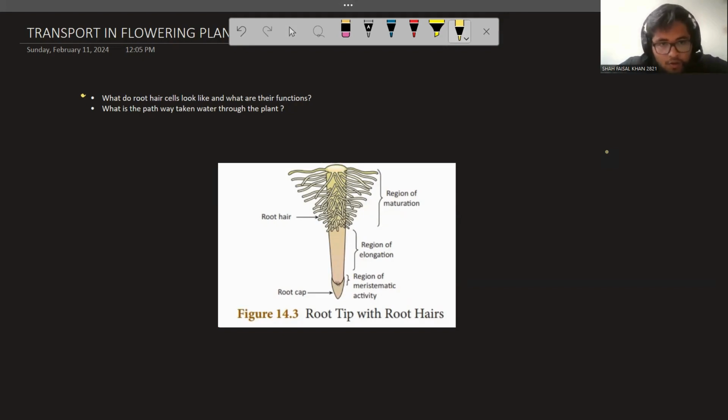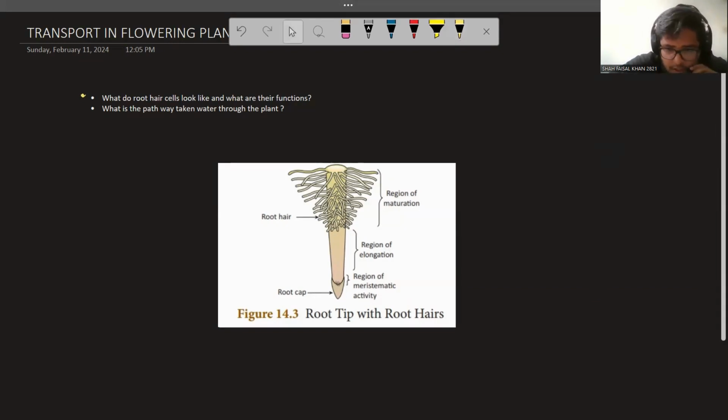So the first point: what do root hair cells look like? Actually, the root hair cells are present mostly at the bottom of the plant. And we also know that root hair cells only live for a short time.